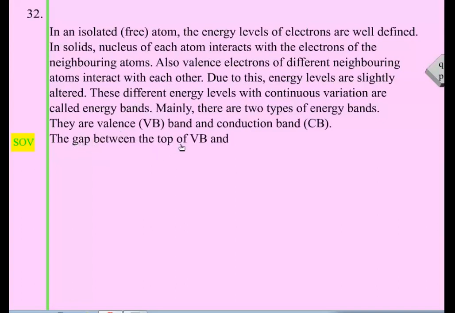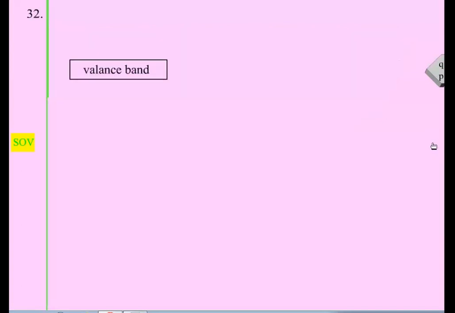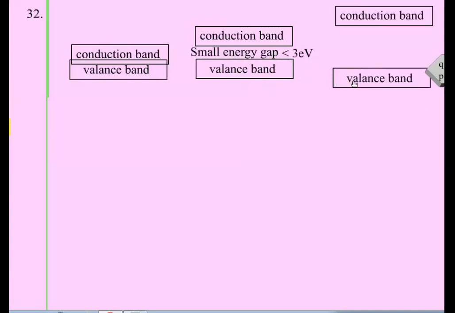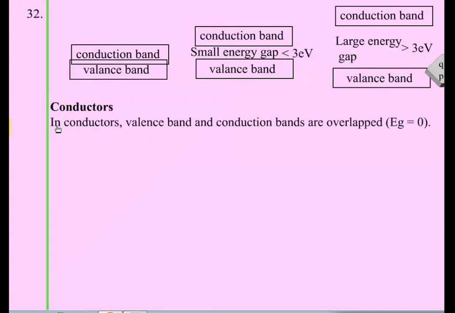Look here, the gap between the top of the valence band and the bottom of the conduction band is called the energy band gap, Eg. Now let us distinguish. Consider the valence band and conduction band. They are overlapped. This is in the case of metals. Valence band and conduction band, there is a small gap. This gap is less than 3 electron volt. This is for semiconductors. This is the valence band, conduction band. There is a large gap. Its energy is greater than 3 electron volt. This is for insulators.